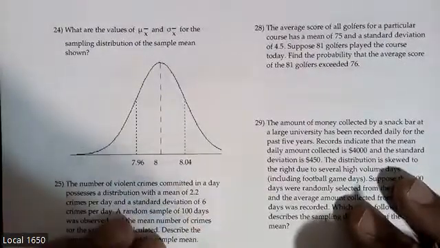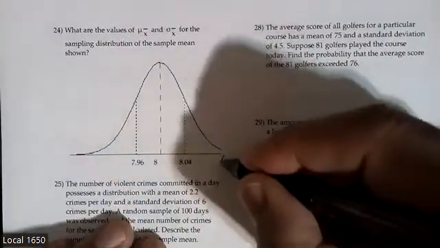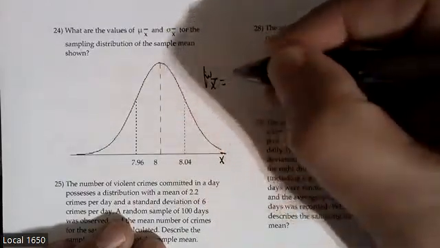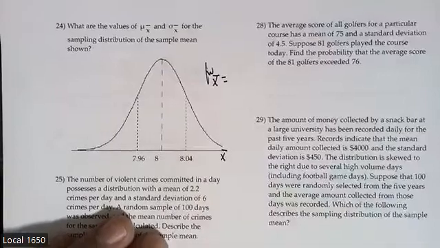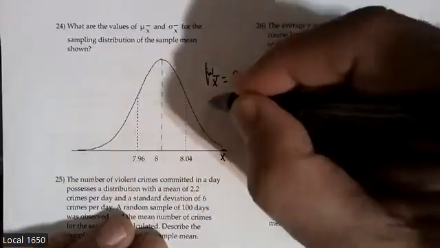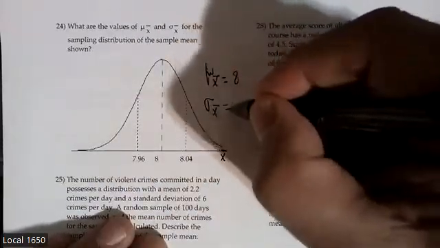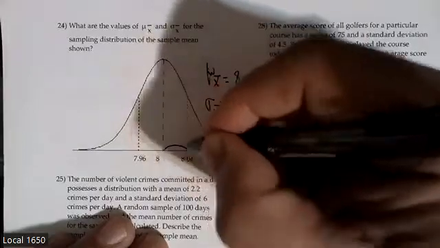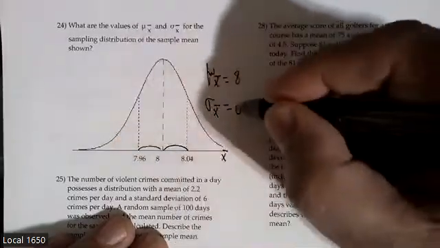24. What's the value of this? This is for X bar. Okay, can a student tell me what's the mean here? The mean is the value in the center. So 8. What's the standard deviation of the sample mean? 0.04. Exactly, it's the difference between these two or these two. Done.